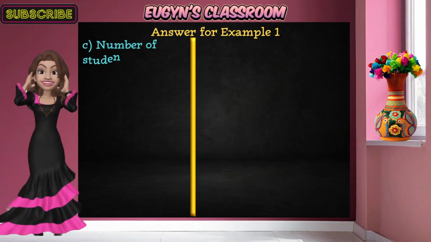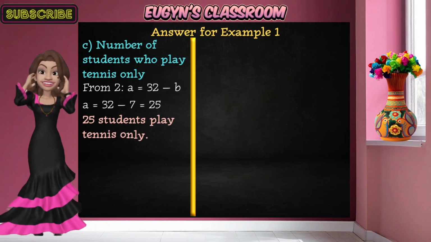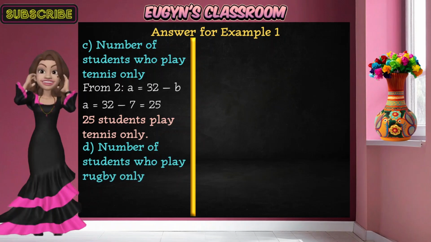In part C, we're supposed to calculate the number of students who play tennis only. That is represented by letter A in the Venn diagram. Using equation 2, A equals 32 minus B. We solved for B in the previous part of the question. B equals 7. Therefore, A will be 32 minus 7, which is 25, which means 25 students play tennis only.